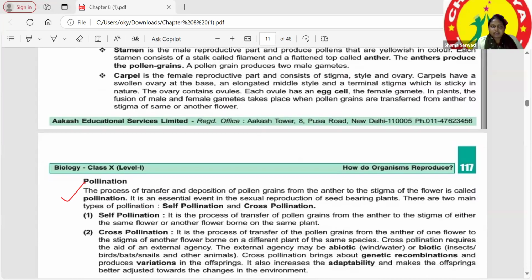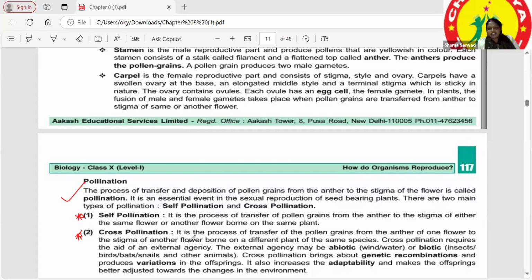Just now we have learned the parts of the flower. But now we're learning about the reproduction process, pollination. Here it is given, self pollination and cross pollination. These are the two ways of pollination. So what you're going to do now? Have you drawn that? Yes, I drew it. Now you have to write down the terms in a sequential manner. Once you have completed, then we are going to see pollination.